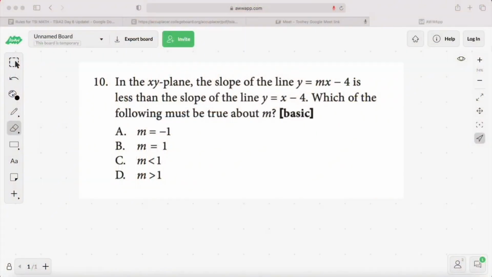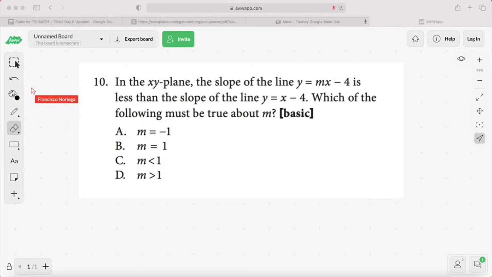Part 2. This is the TSIA2 update. We're chewing through some questions on the most recently released TSIA2 Math Practice Test. There are some graphing questions we need to go over, and this is a little bit new here. They get real specific about slope. So we're going to talk about slope and y equals mx plus b form on this question.